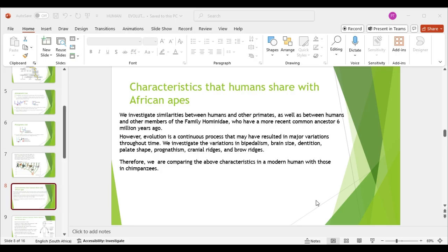So, therefore, for those characteristics that were said above, we're going to compare the similarities and also the differences. Remember, we said we are using one of the other primates that belong within the family of Hominidae. So here we're going to compare the above characteristics of modern humans with those of chimpanzees or African apes.